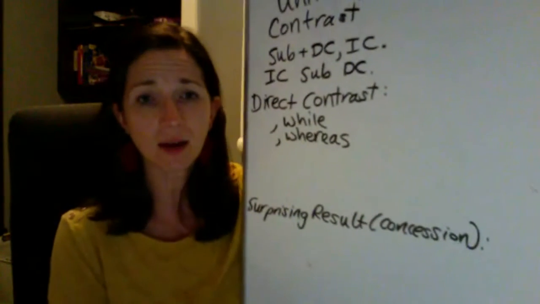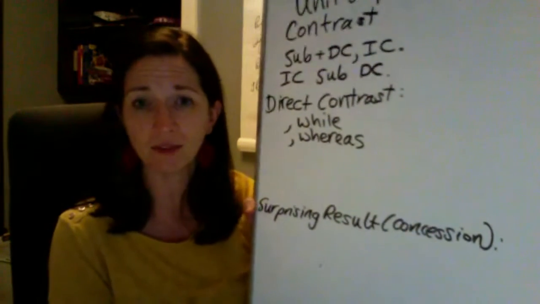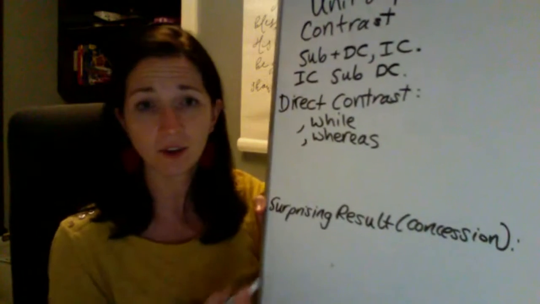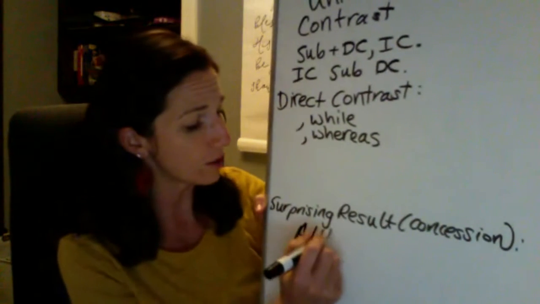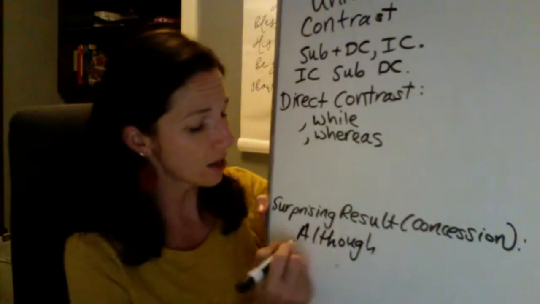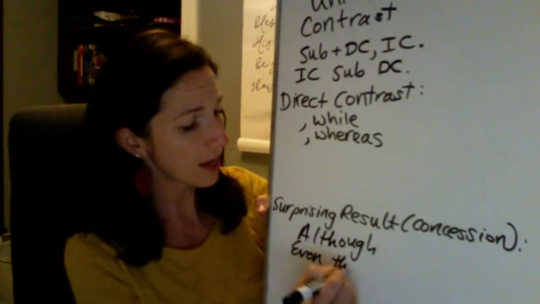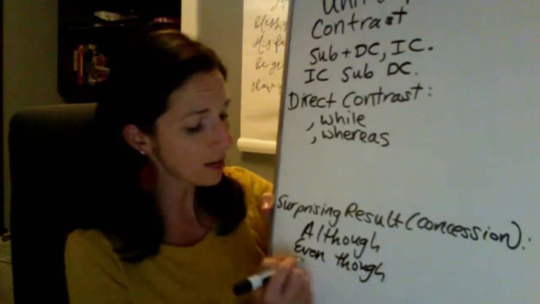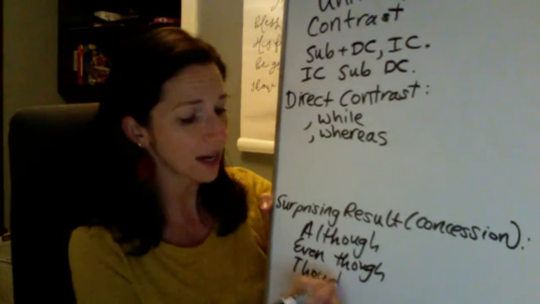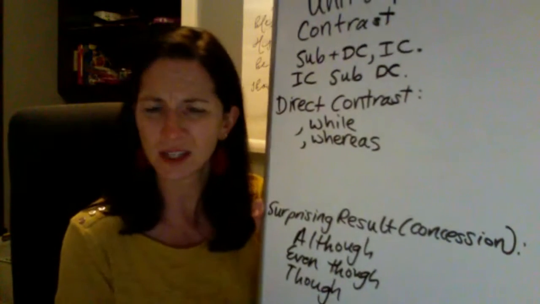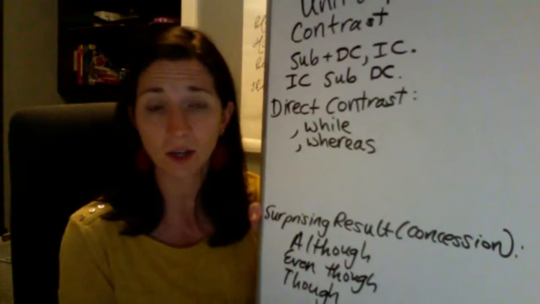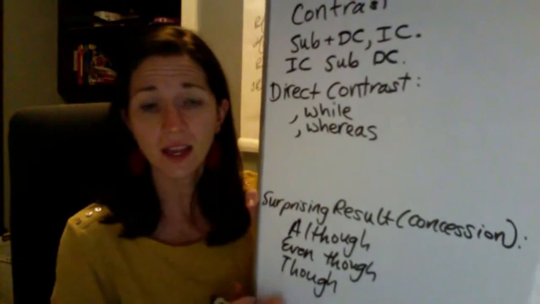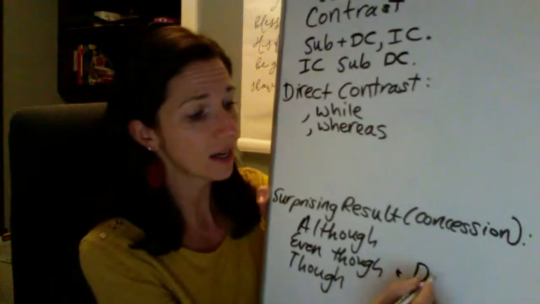Now let's talk about surprising result. And these should be pretty familiar to you guys. You've learned them for a long time. And these are although, even though, and though. And I saw a lot of you guys in our class time trying to use them as a transition word. These are not transition words. They're subordinators. They introduce a dependent clause, okay?